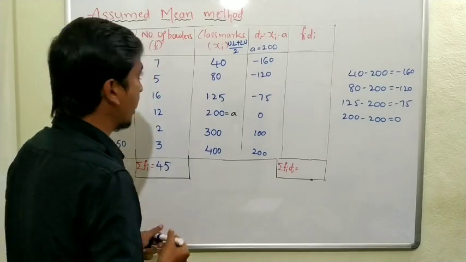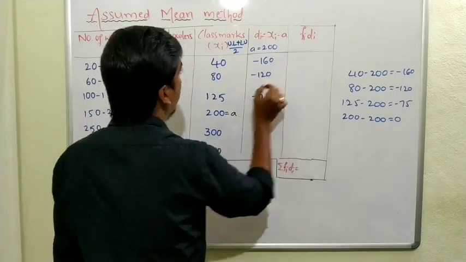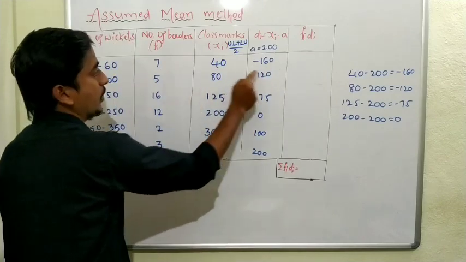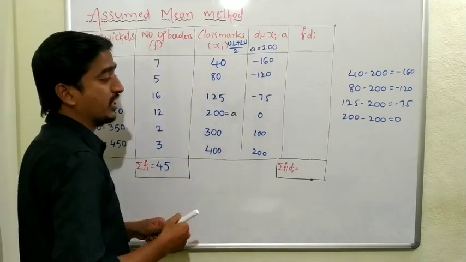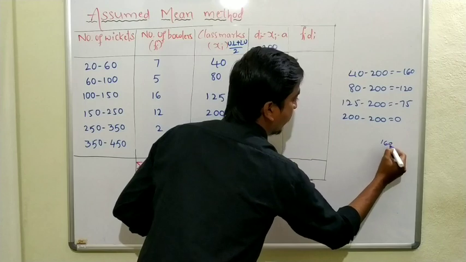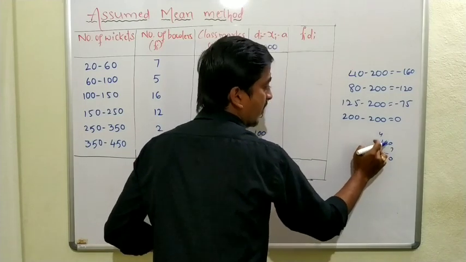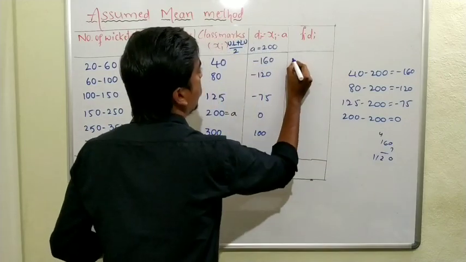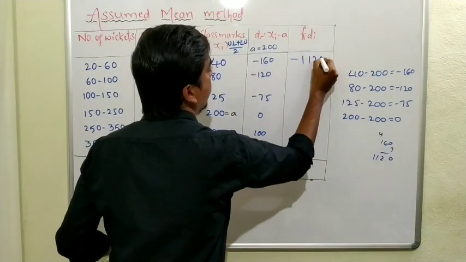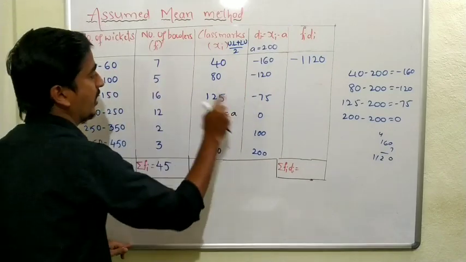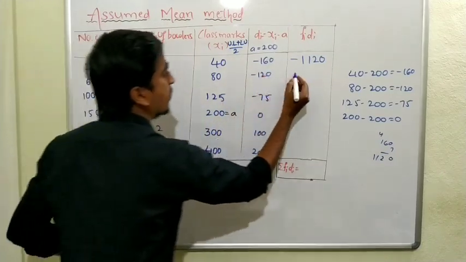Next column, that is fi into di. So take the product of fi and di. 7 into minus 160. 7 times 6 is 42, 7 times 1 is 7, plus 4 is 11. So here we got minus 1120. Next, 5 into minus 120. 5 times 12 is 60. It is minus 600.